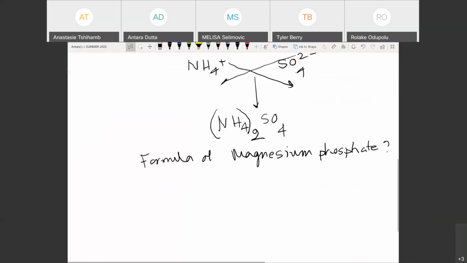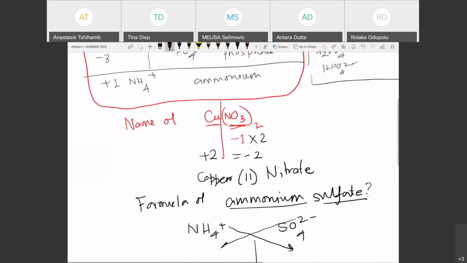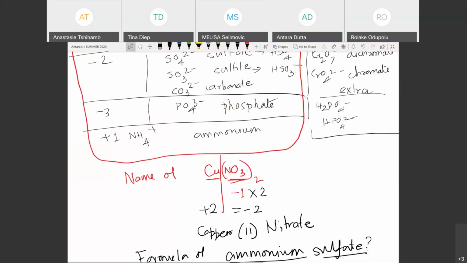Okay, magnesium. Where is this metal? The main group or transition metal? Is magnesium a main group metal or a transition metal? The main group. So you know the charge. What is the charge? Magnesium is in group 2. Plus 2. Very good. And phosphate, you just know from the chart above, phosphate has minus 3.